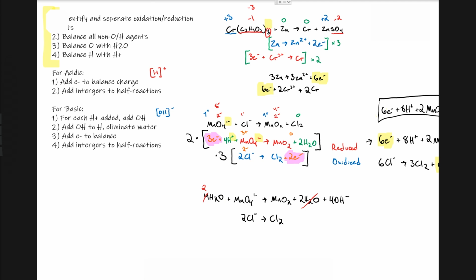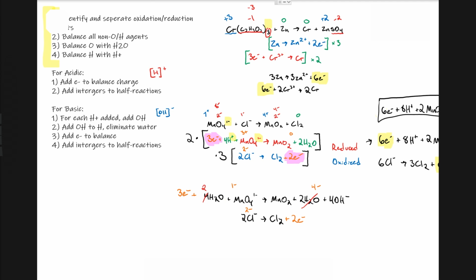Well, on the left side of the equation, we have a total net charge of -1. On the right side, we have a total net charge of -4. So how do we balance this out? We just go ahead and add 3 electrons to the left side. And then on the bottom, we have a total net charge on the left of 2 and a total net charge on the right of 0. So we simply add 2 electrons to the right side.